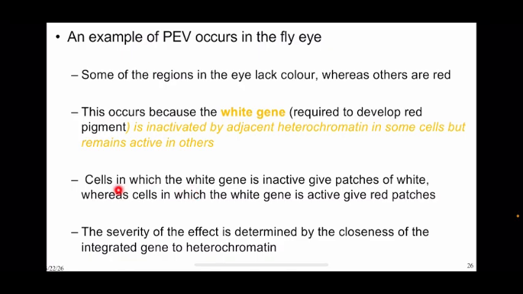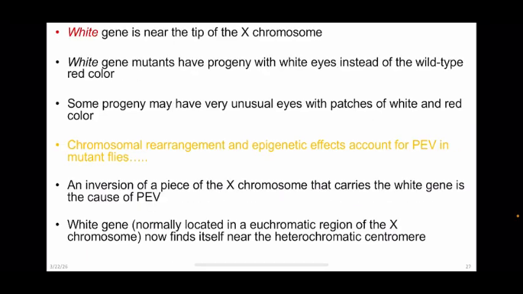So the gene needed to cause the red eye is inactivated by position effect. The cells in which the white gene is inactive will be white instead of red, whereas the cells in which the white gene is active will give red patches. Those that are inactivated are going to show as white, but those that are not inactivated will still be red. The severity of the effect is determined by the closeness of the integrated gene to heterochromatic regions.